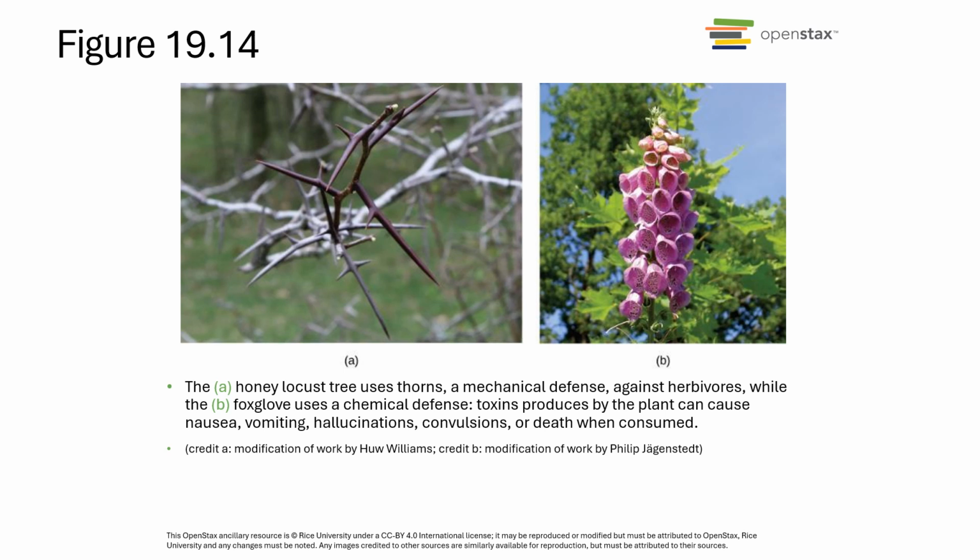So here are some examples of plant defenses that you can actually see around here. Of course, the honey locust itself is going to have these big thorns, and that is a mechanical defense. And then digitalis, or foxglove, is a common ornamental plant. They're very pretty, but they also have a cardiac glycoside. It actually can be used pharmaceutically, but it has a very low toxic dose, so it's very dangerous.